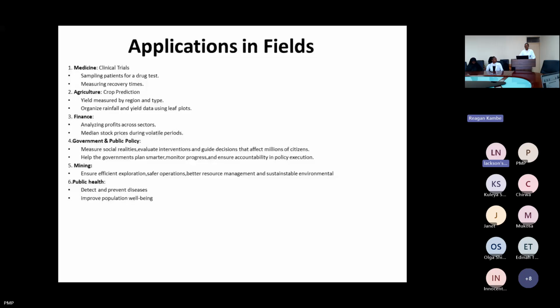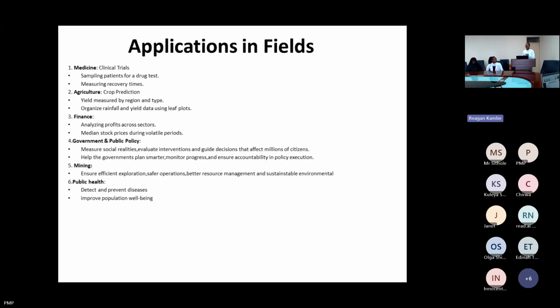In finance, analyzing profits across sectors and median stock prices during volatile periods. In government and public policy, it measures social realities, evaluates interventions, and guides decisions that affect millions of citizens. It also helps governments plan smarter, monitor progress, and ensure accountability in policy execution.